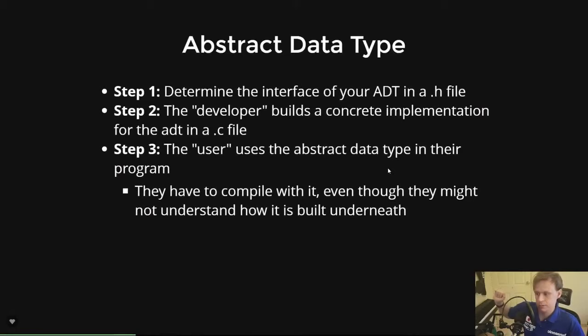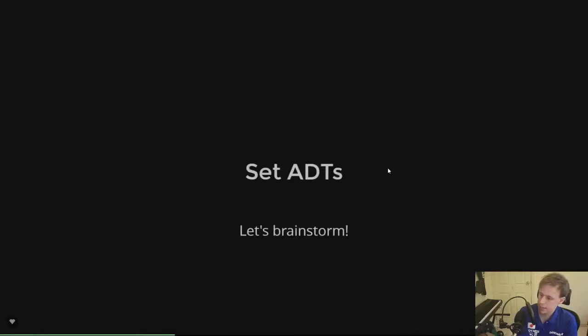Generally speaking, when we talk about abstract data types, our actual ADTs, our interfaces, will be defined in a .h file, and then there are going to be two C files. One C file has the implementation, how the system's built, and the other file is the user, the person actually using the ADT. And we're going to be looking at sets as a basic behavior.